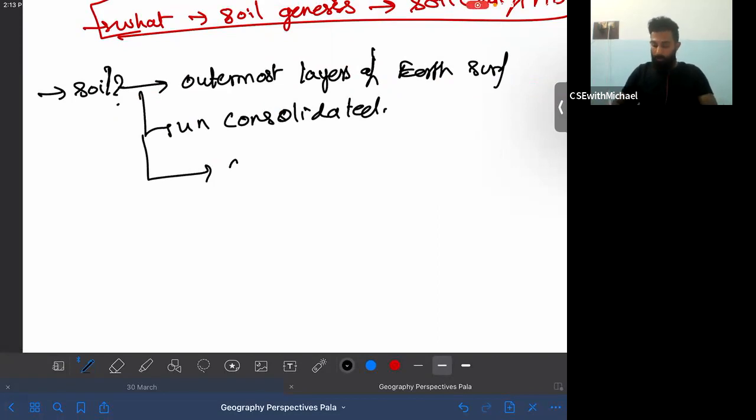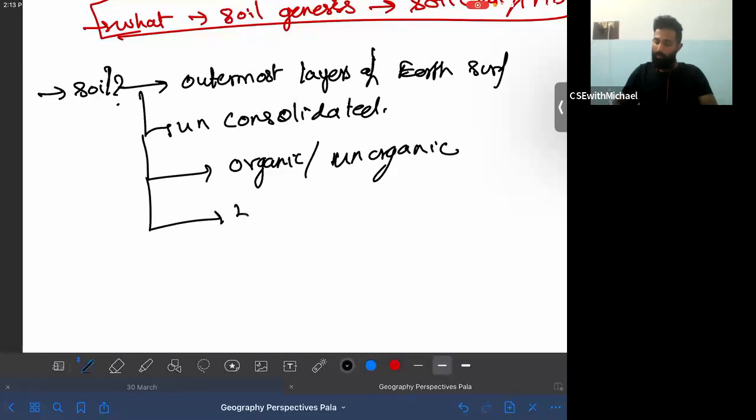Then it may be organic or inorganic, or a combination of both, which is supporting biological activities. So this is a simple definition of soil. It is that outer layer of the Earth's surface which supports the growth of biological activities. Not just growth, but other animal activities are also supported.